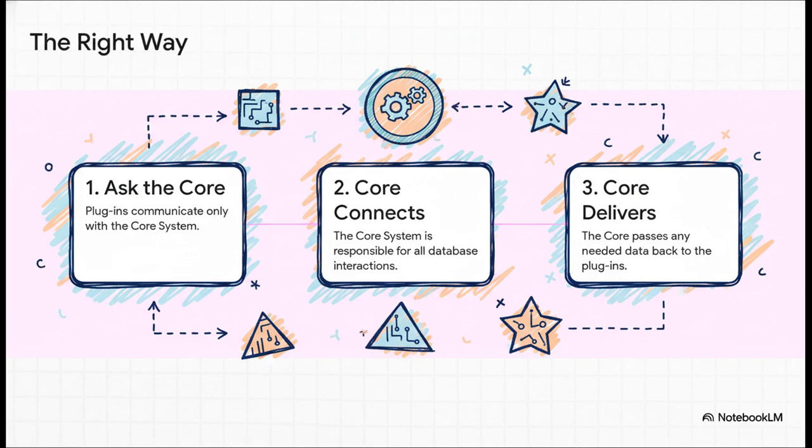Here's the right way to do it. The core system is the one and only gatekeeper for the database. If a plugin needs data, it asks the core. The core then goes and gets what it needs from the database and hands it back to the plugin. The plugin has no idea how or where that data is stored, and frankly, it shouldn't care.